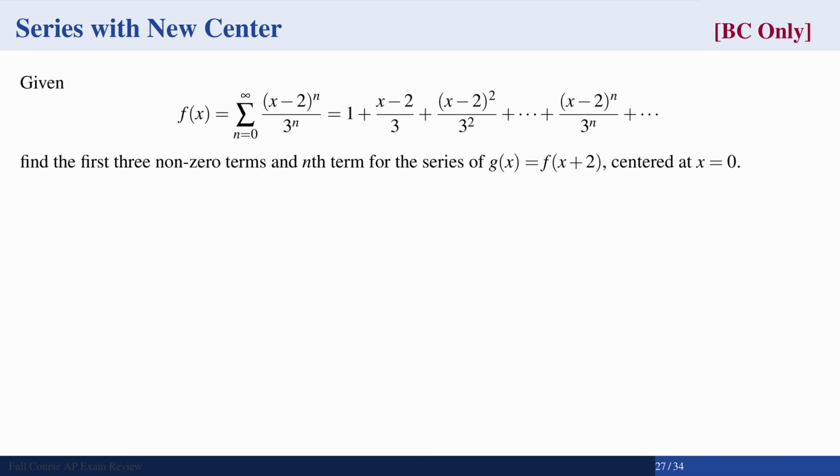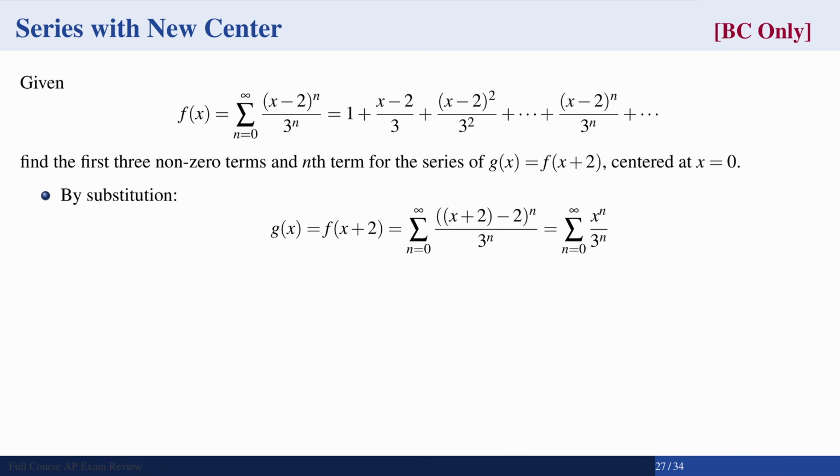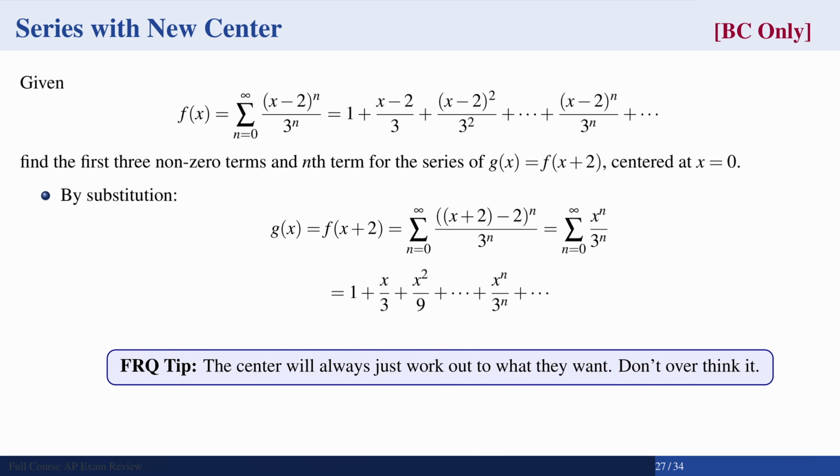So g of x is f of x plus 2. You look at f of x, every x becomes an x plus 2. So if you want to use the summation, the x in x minus 2 becomes an x plus 2. So now you have x plus 2 minus 2, which is just x to the n over 3 to the n. And now you can just write out your terms. I'm not kidding. They ask you to do this somewhat frequently, so don't be freaked out about it. It just works the way it should work, and you move on and get those points.